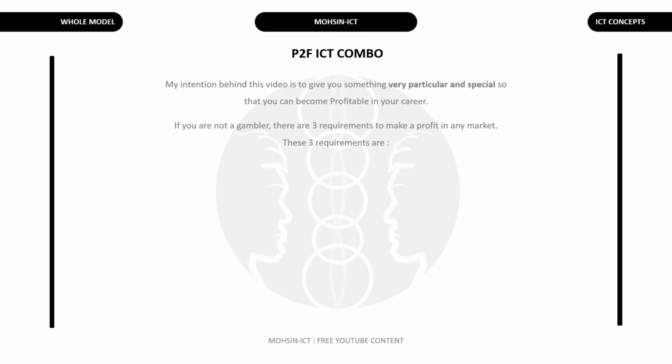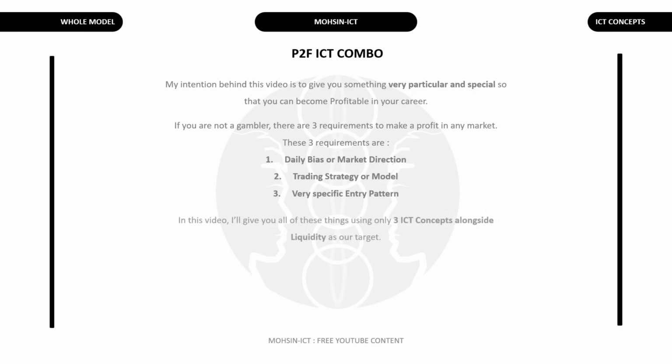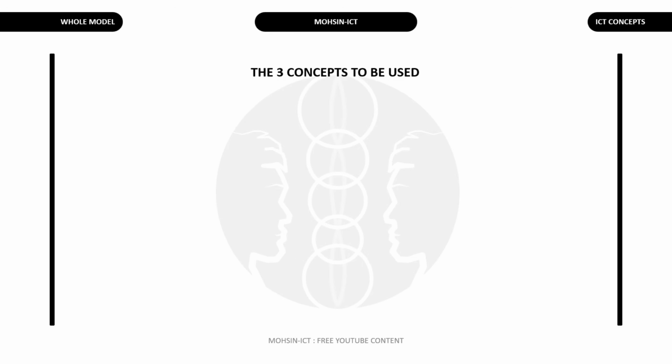If you are not a gambler, there are three requirements to make profit in any market. These three requirements are daily base or market direction, trading strategy or model, and very specific entry pattern. In this video, I'll give you all of these things using three ICT concepts alongside liquidity as our target. These three ICT concepts are ICT P03 AMD Pattern, ICT 2022 model, and at last, ICT breaker block or fair value gap entry. The three concepts to be used.